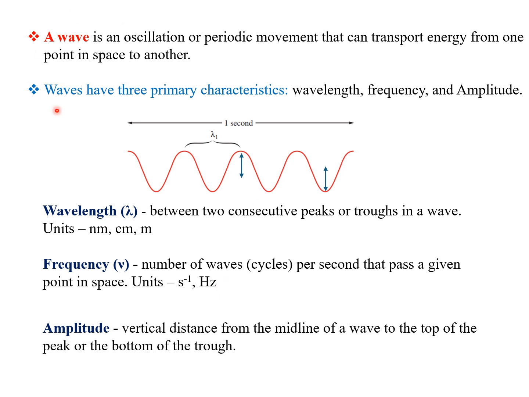The third characteristic is amplitude. If you draw a midline through this wave, the vertical distance from the midline to the peak, or the vertical distance from the midline to the trough, we call amplitude. So these are the characteristics of a wave: wavelength, frequency, amplitude, and the speed of the wave which we discussed earlier.